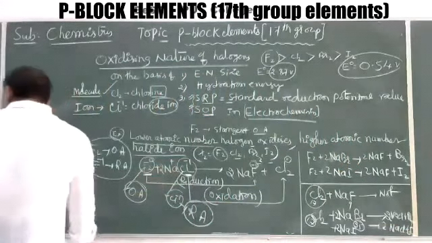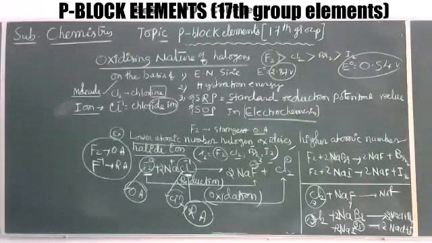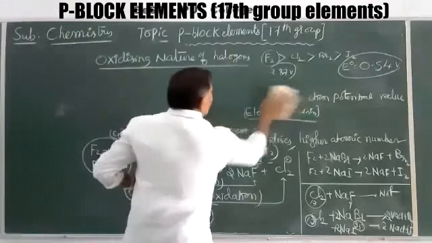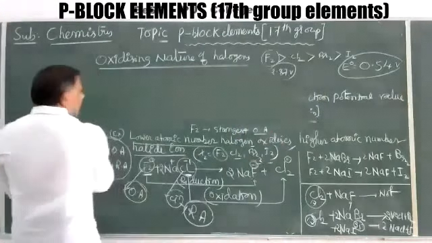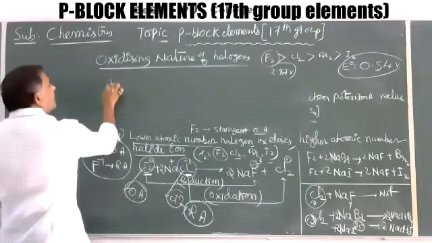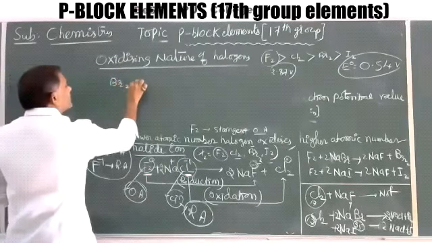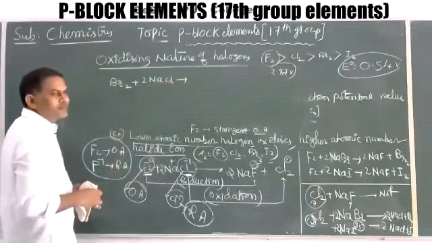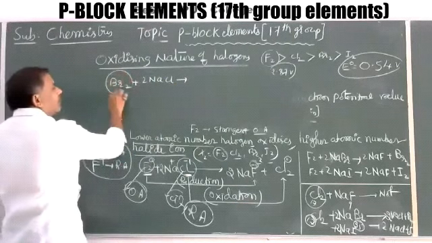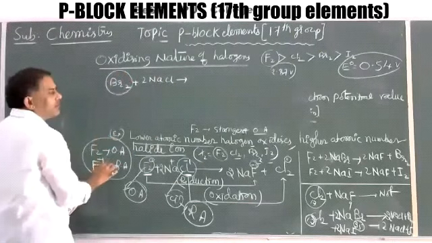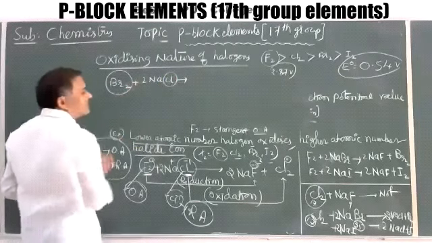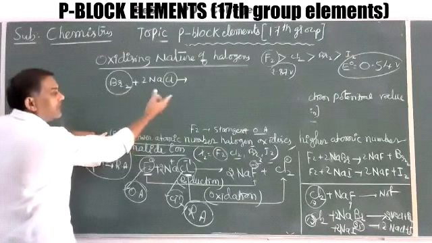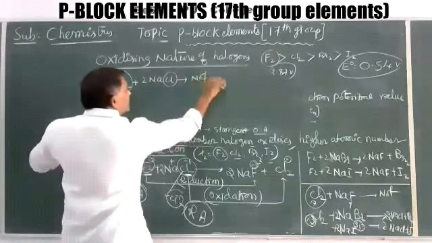So by using this same combination, I'll take one more important example: Br2 reacted with 2NaCl is not possible. Why? This is the higher atomic number and this is lower. Compulsorily, lower atomic number oxidizes higher, so that's why it is not possible.